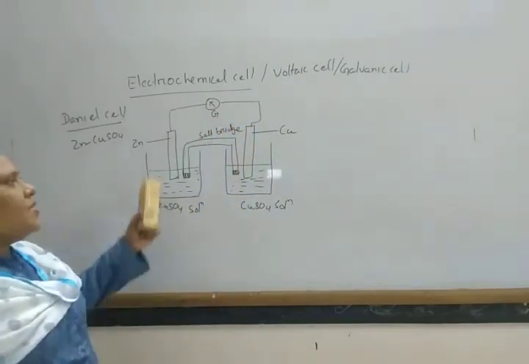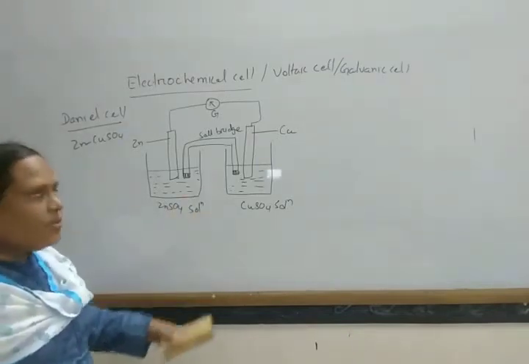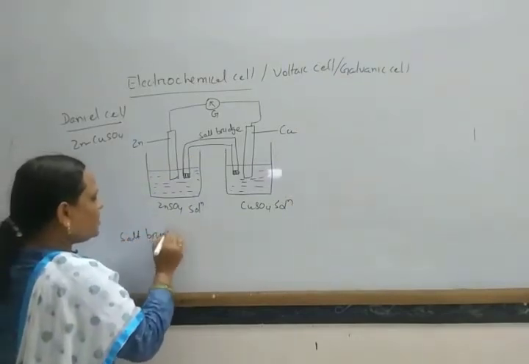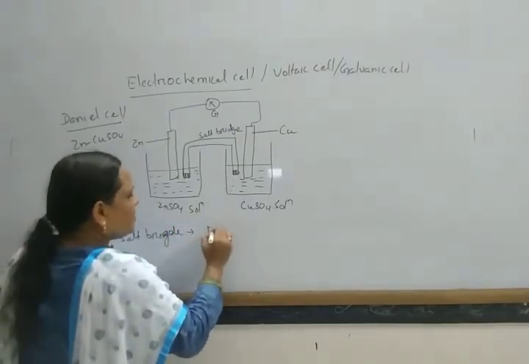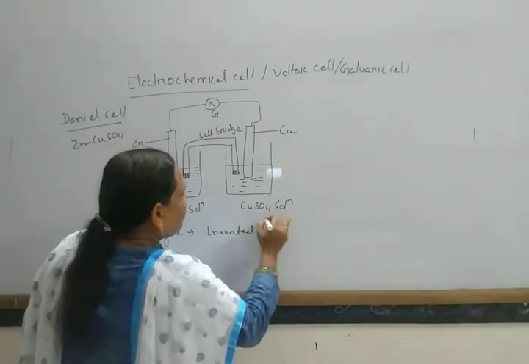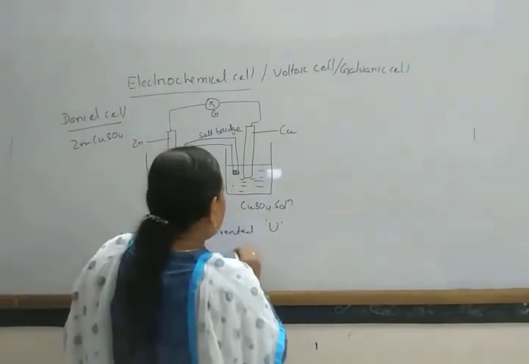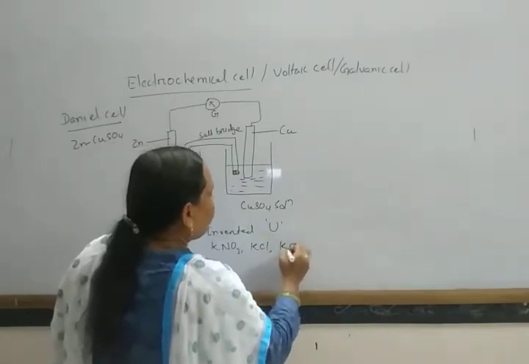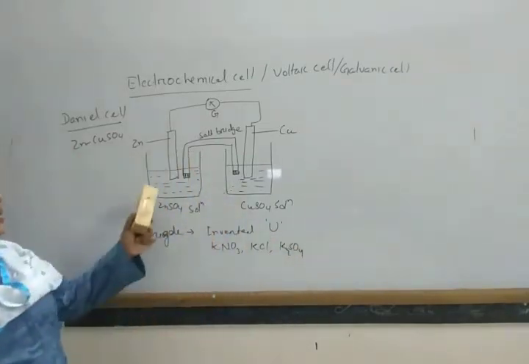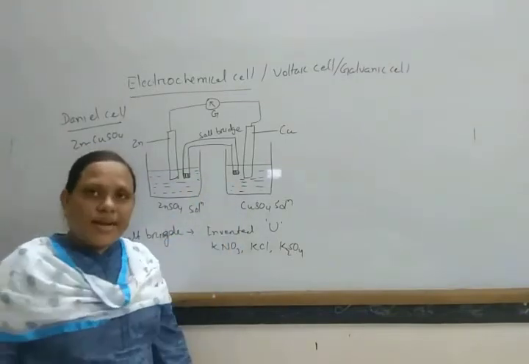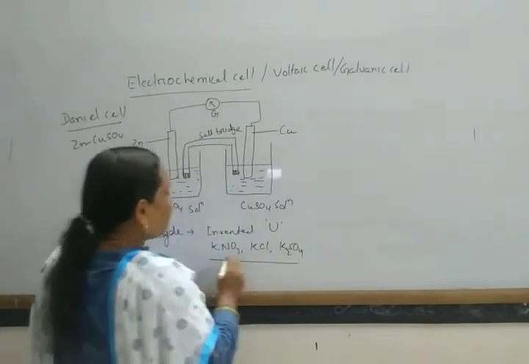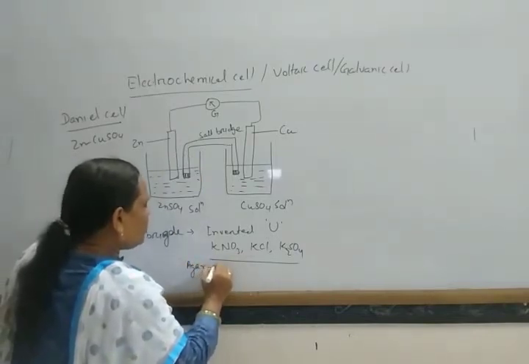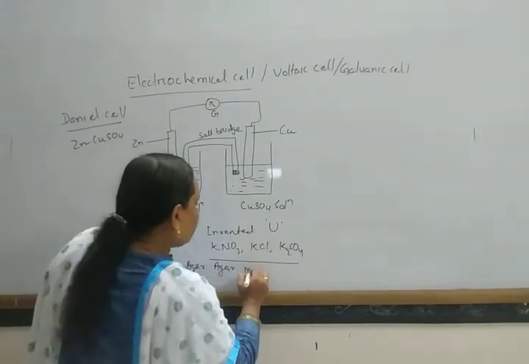So what is the salt bridge? The salt bridge is an inverted U-shaped tube which contains inert electrolytes like potassium nitrate, potassium chloride, potassium sulfate, etc., which do not react with the cell electrolytes. Generally, concentrated solutions of these electrolytes are taken in the salt bridge in agar-agar jelly or in gelatin.